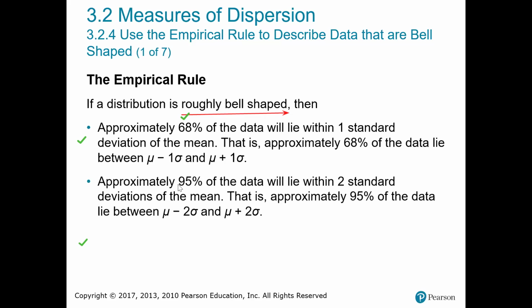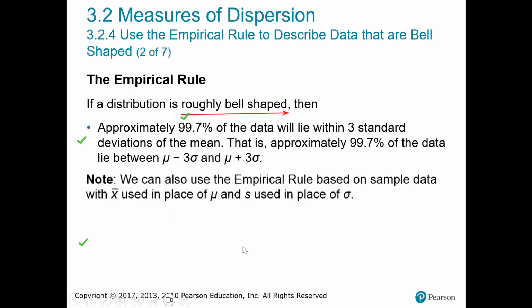95% of the data will lie within two standard deviations of the mean. That is approximately 95% within mu minus 2 to the left side of the graph and mu plus 2 to the right side of the graph. It will make more sense when you see the picture. And it says in the third bullet, approximately 99.7% of the data will lie within three standard deviations of the mean. That is approximately 99.7% of the data lie between mu minus 3 sigma and mu plus 3 sigma.